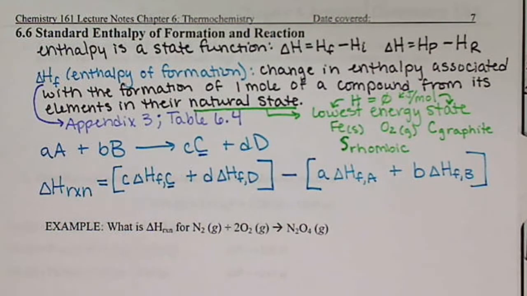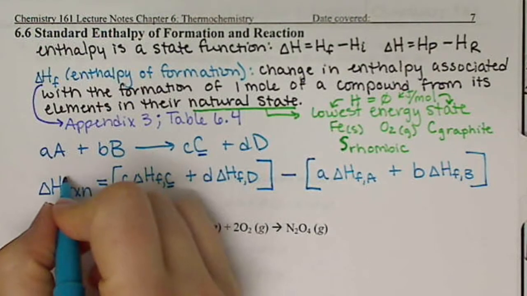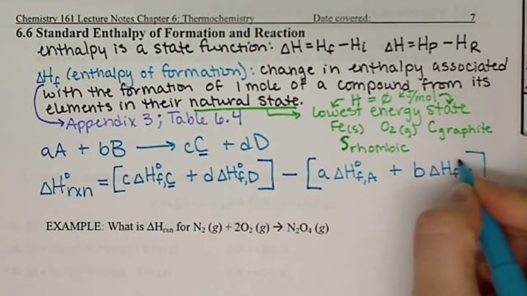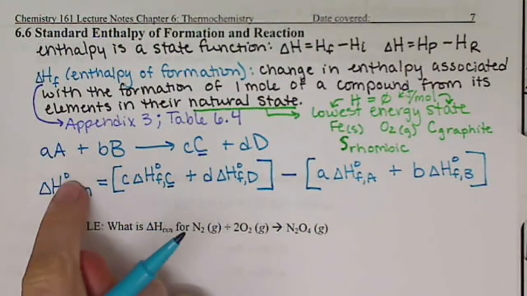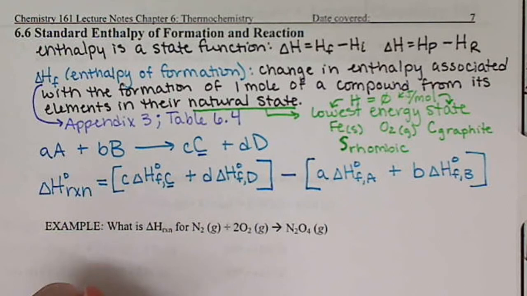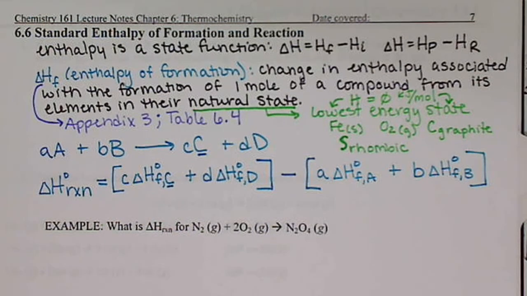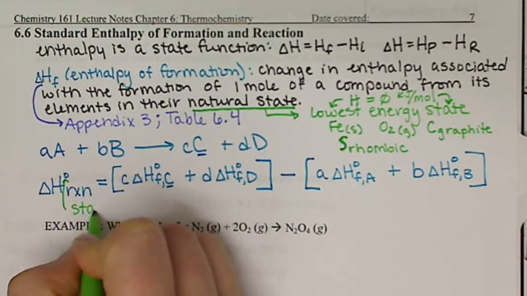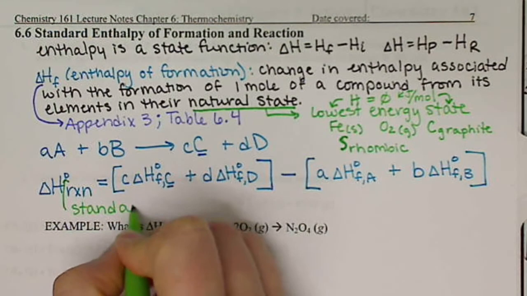Now, these enthalpy values can vary for different temperatures and different pressures, and so we have a standard state that we like to work with. When we are at standard state, everything has this knot here, it's just a little circle, and what that circle indicates to us is that we are at standard state conditions.